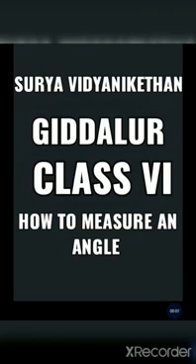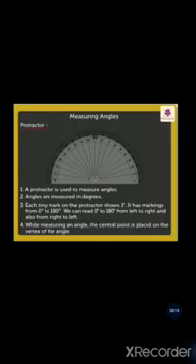In the previous class, we learnt about angles and types of angles. Now we will discuss how to measure an angle. Observe the protractor and see the points clearly. First one, a protractor is used to measure angles.